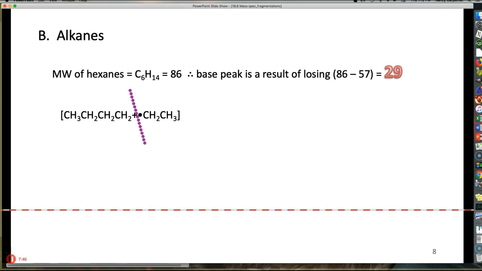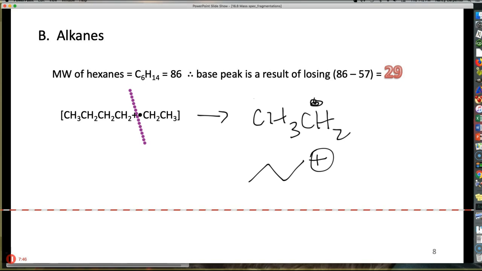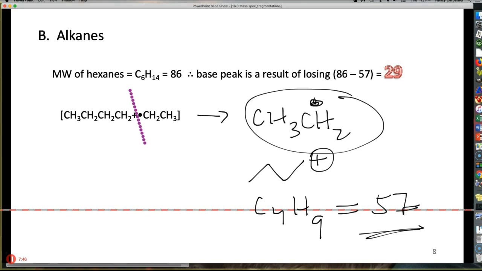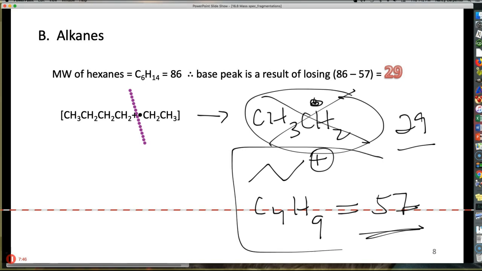sigma bond into oblivion, then this thing can fall apart into the ethyl radical and this butyl cation. So this is C4H9: 48 plus 9, 57. And this is 29. This is not detected. I lost it. What is detected is my butyl cation. There you go. That explains the base peak in the mass spectrum for hexane.